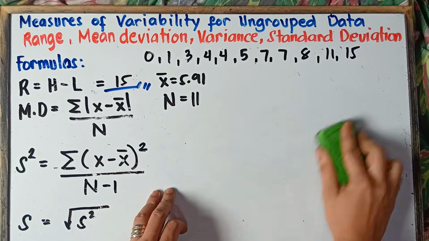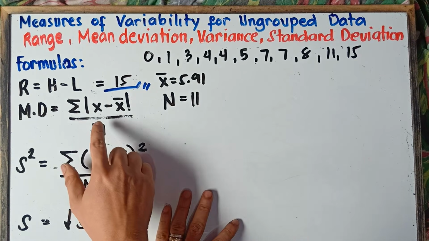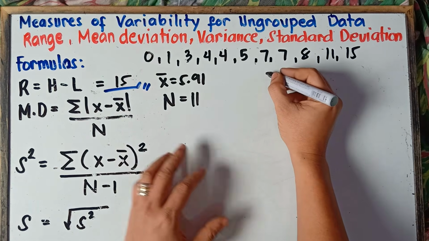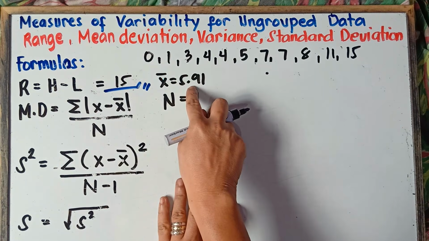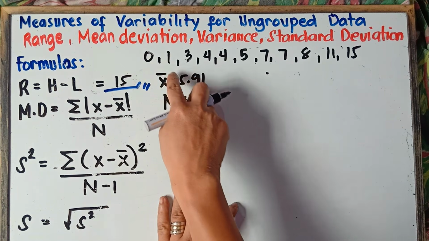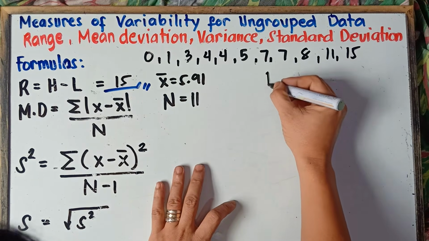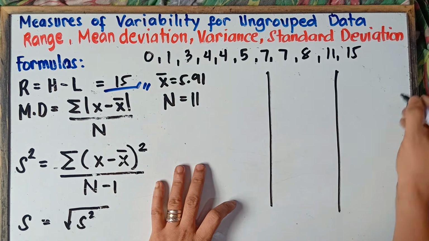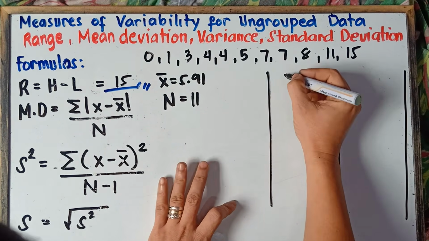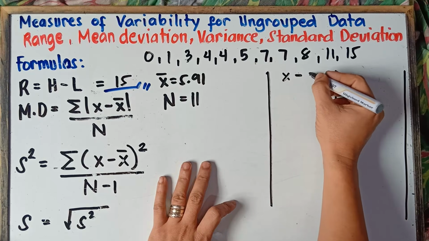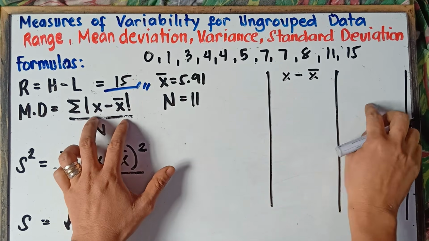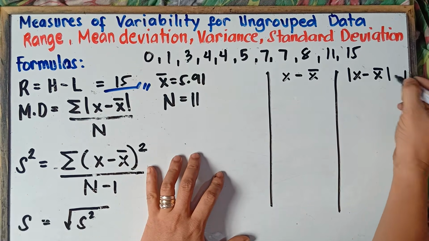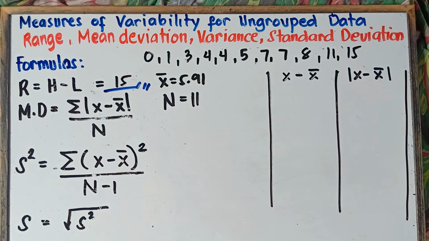Alright, so let's answer this one. Once again, let's do it step by step. We need to subtract the sample by the mean. Therefore, we need to have 2 columns. We subtract 0 minus 5.91, 1 minus 5.91, and then so on. Alright, so this will be the sample minus the mean, and then their answer, that would be the absolute value. The sample minus the mean, and then absolute value.